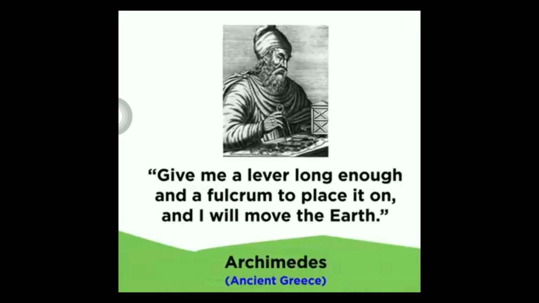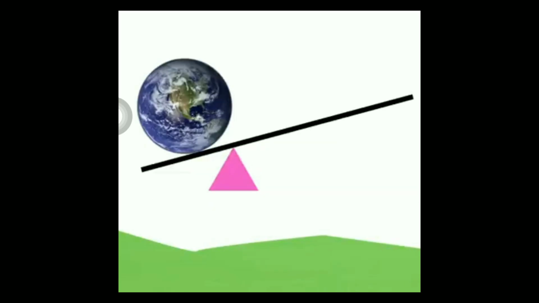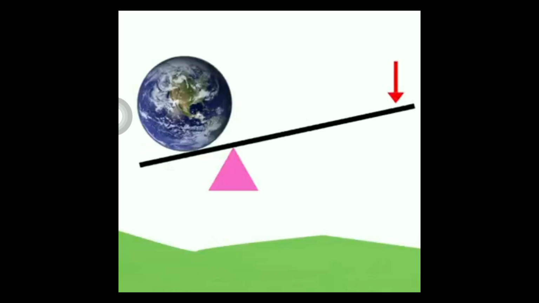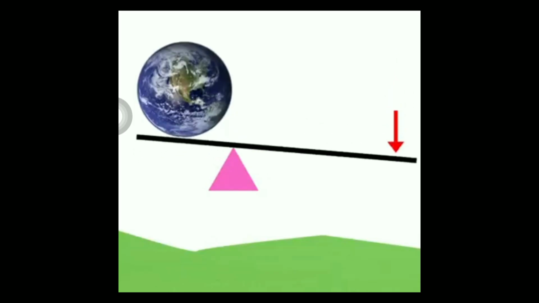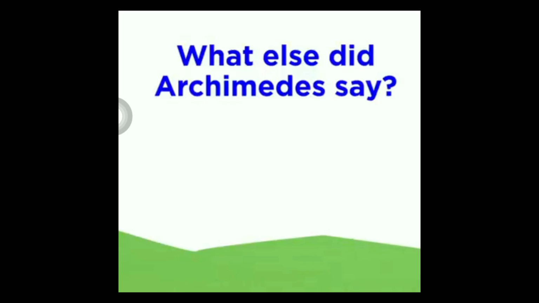This sheds light on the quote by Archimedes, which is generally reported as some variation of the following: give me a lever long enough and a fulcrum to place it on, and I will move the Earth. This implies that with a long enough lever arm one could generate such a massive torque so as to move the Earth.